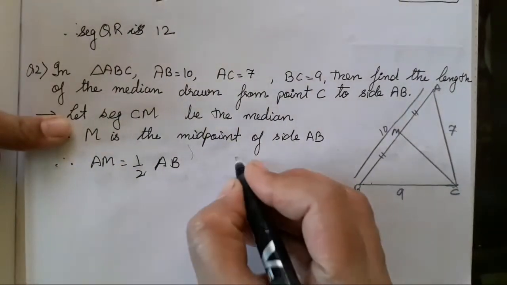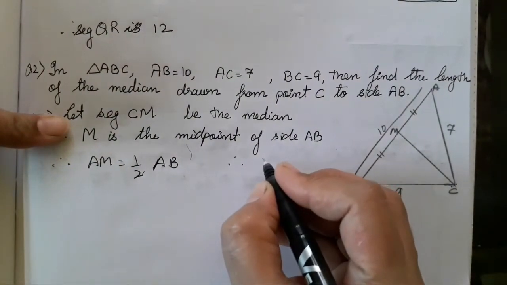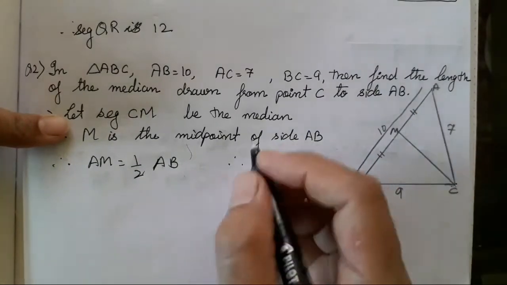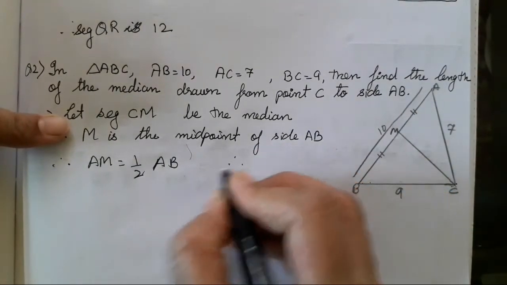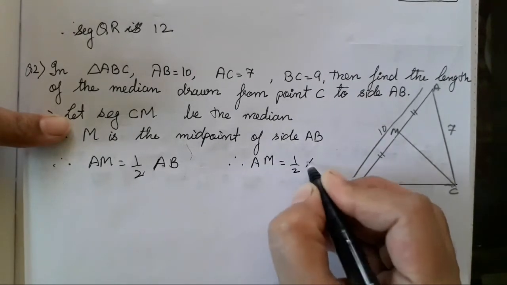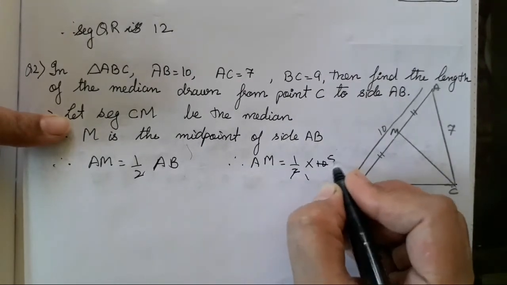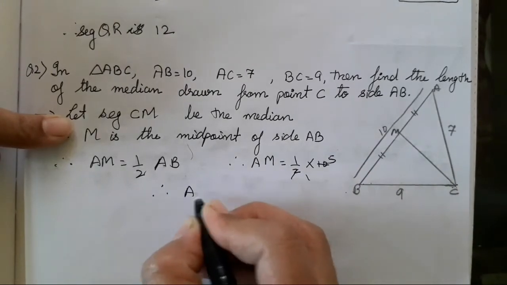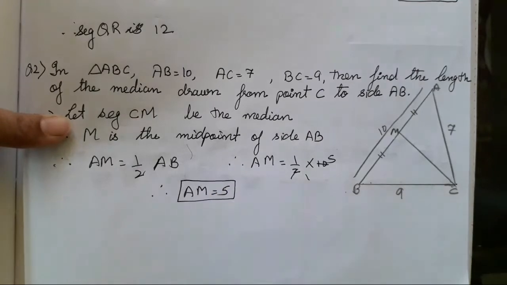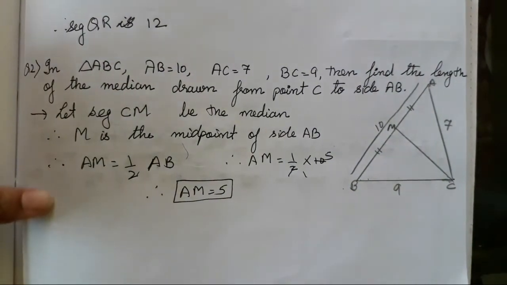Okay, so therefore AM, we are having AM as 5. Okay, it's obvious. So for finding AM, AM is equal to half into 10. So 2 fives are 10. Therefore AM is equal to 5. You all can do it orally also, but the steps are important. Therefore you all have to write it.